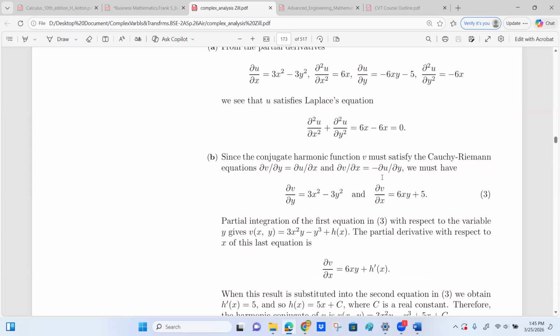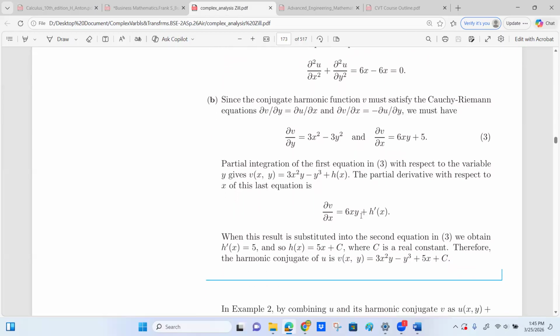And similarly, partial u by partial y is equal to partial v by partial x is equal to minus partial u by partial x. From these both equations, we find out the value of v of x by integration. With respect to y and with respect to x, we find out the combined function of partial v by partial x, and then we will integrate again. Then we will find the value of h. For example, h dash of x is equal to 5.